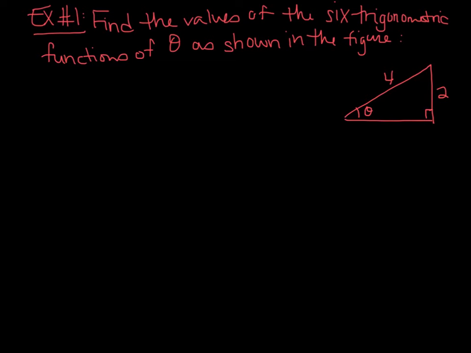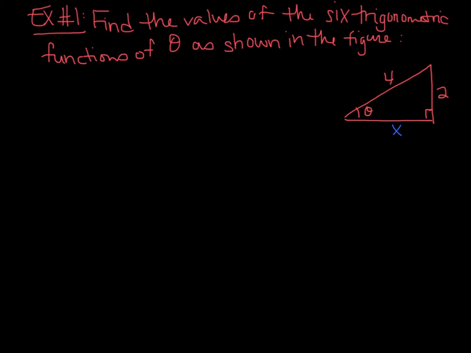For our first example, we are going to find the values of the 6 trig functions of theta that are shown in the figure. So what we're going to be looking for is all of the different ratios, for example, for sine and for cosine and for theta. You might be able to see what the sine is immediately. However, in order to get all of them, we should also find that other side. I'm going to call this side down here x.